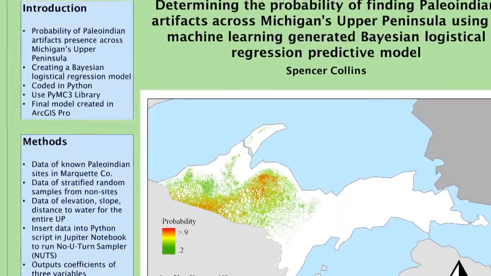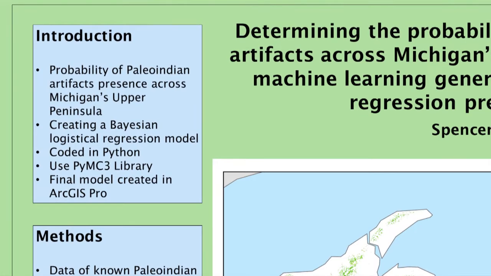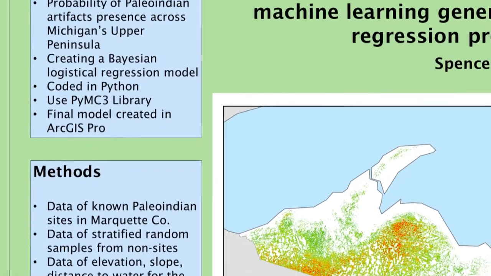So here's a quick look at my poster and what exactly we're doing here. We're trying to determine the probability of artifact presence across the UP, as I said, and that's going to be created using a Bayesian Logistic Regression model, which will be coded in Python. It uses the PyMC3 library, and the final model will then be taken from there and put into ArcGIS Pro to create the map. Now moving on to the methods.